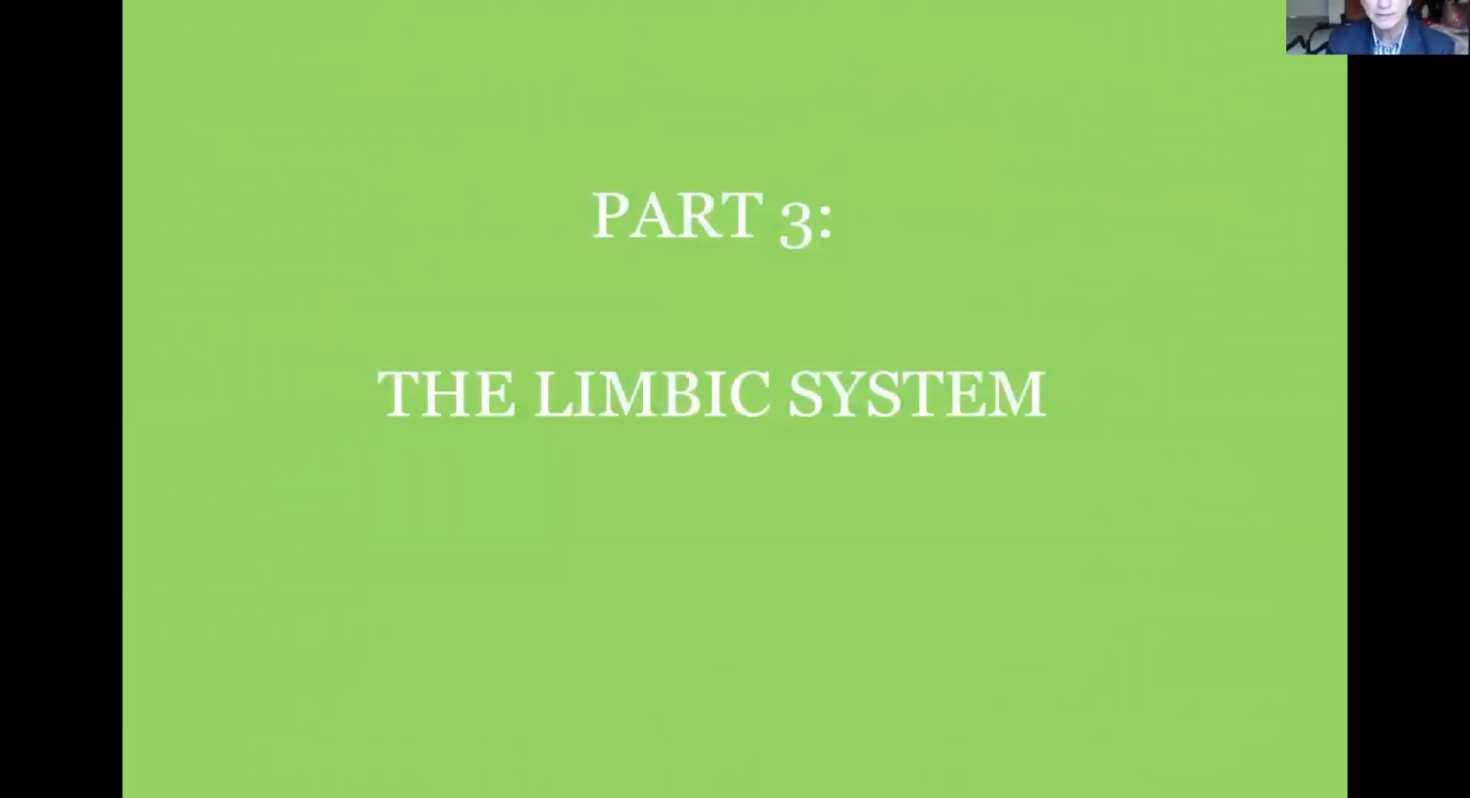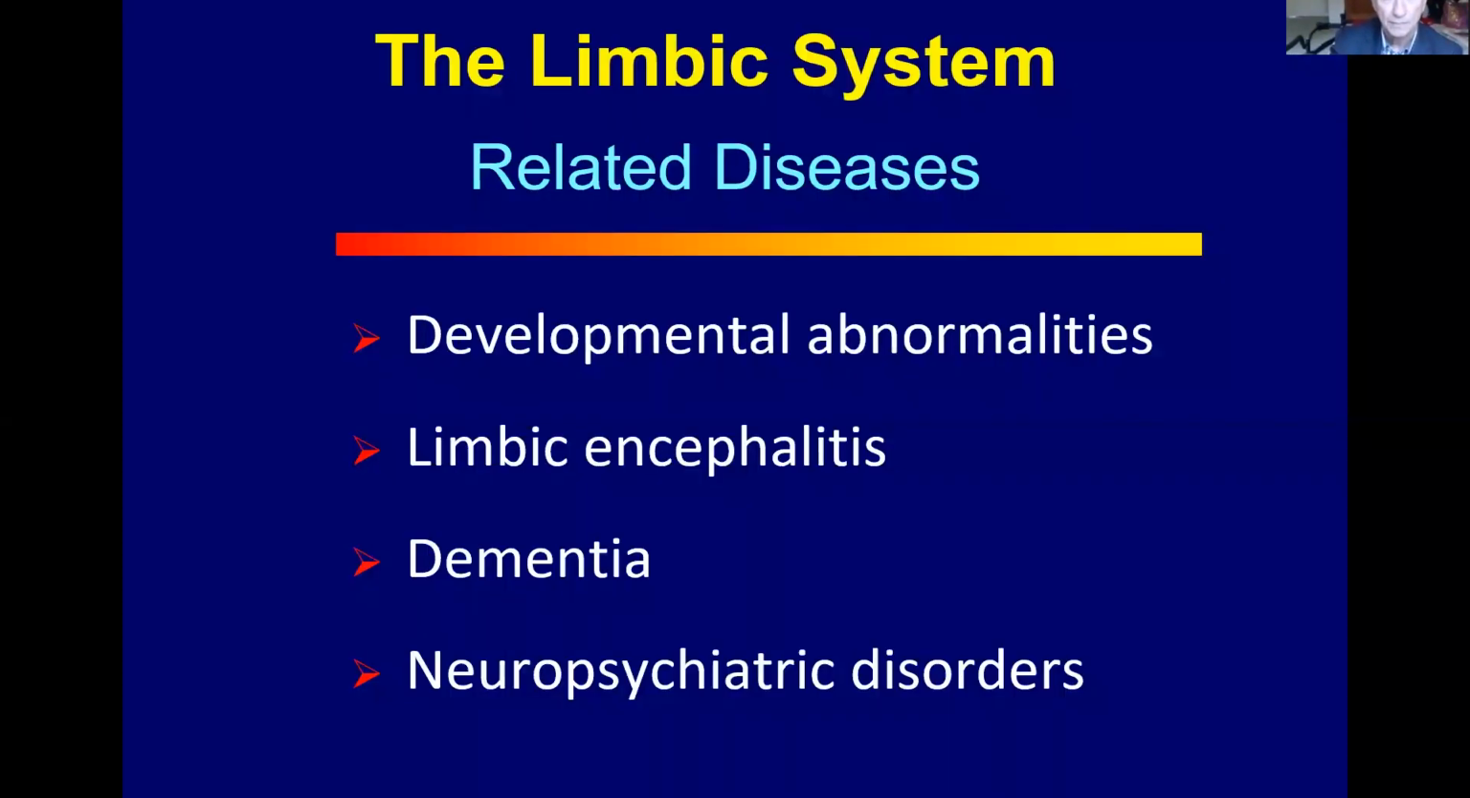Continuing with part 3, which is the limbic system. And the diseases that we'll be taking a look at that directly involve the limbic system are developmental abnormalities, particularly those that occur during ventral induction, commonly involve the midline structures and those structures at the base of the brain. Take a look at limbic encephalitis, the dementias, and finally neuropsychiatric disorders.